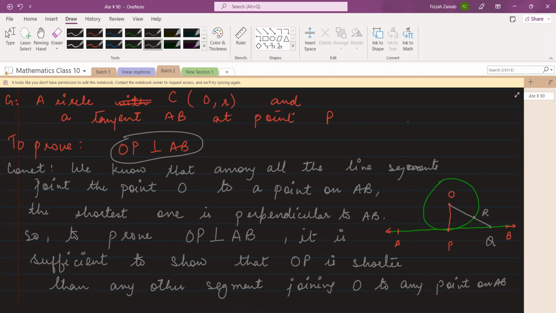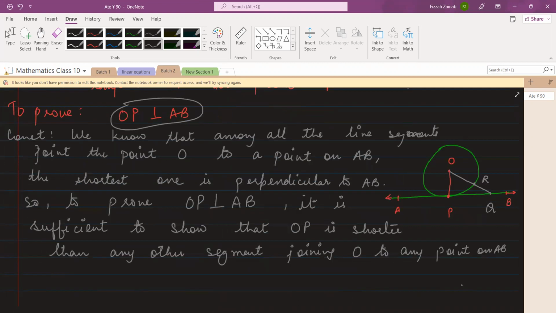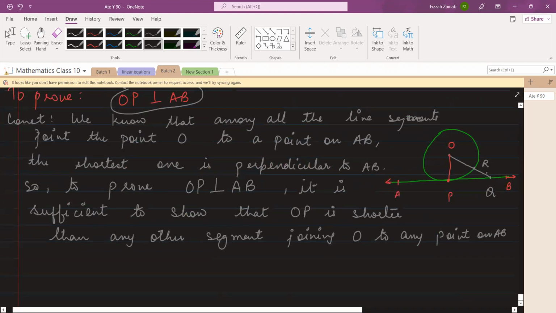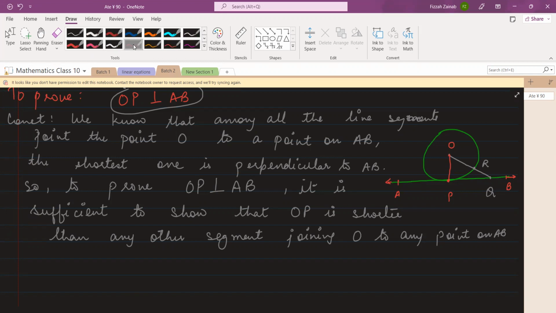Right? So I have taken any point on AB, which is my point Q. I have taken some other point, which is Q. So I want to show that OP is smaller than OQ. So obviously I cannot take infinite points. I'll show for only one point, which is possible for any other point also. Is that clear? So let us do it.